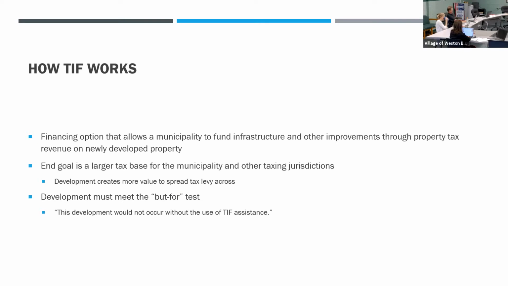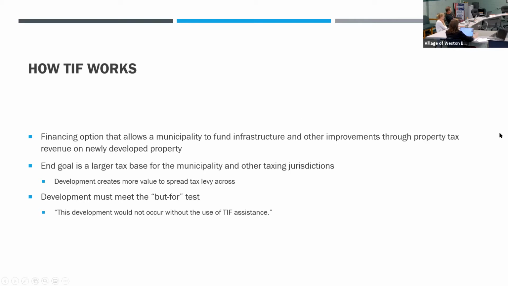But the gist is that it's a tool for municipalities to fund infrastructure and other improvements through property tax revenue on newly developed property. So the end goal is that all of these taxing jurisdictions come together and say, yes, we're going to give you our taxes on any growth in this area. And we're going to create development with that, which means when it closes, we all have a bigger area of assessed value to spread the levy over, which is the total amount of property tax revenue each jurisdiction gets.